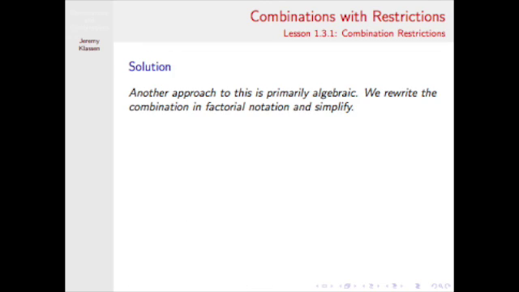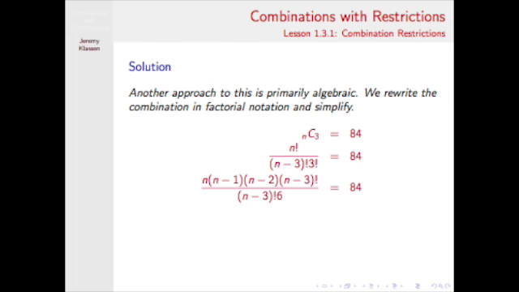We can, however, approach the same problem in another way that is primarily algebraic. The first thing we need to do is rewrite the combination in factorial notation and then simplify. So we start with n choose 3 is equal to 84, and then we rewrite the combination as n factorial divided by (n minus 3) factorial times 3 factorial. Then, because n is larger than n minus 3, we expand the n factorial as n times (n minus 1) times (n minus 2) times (n minus 3) factorial.